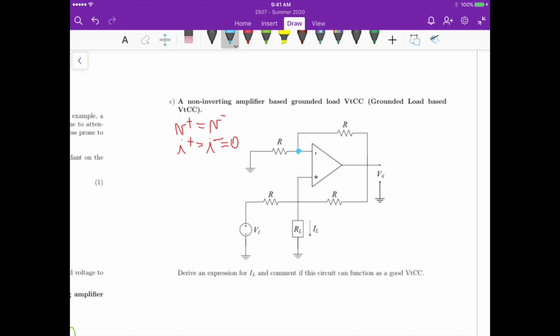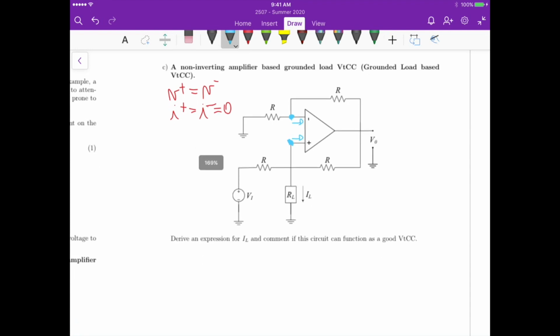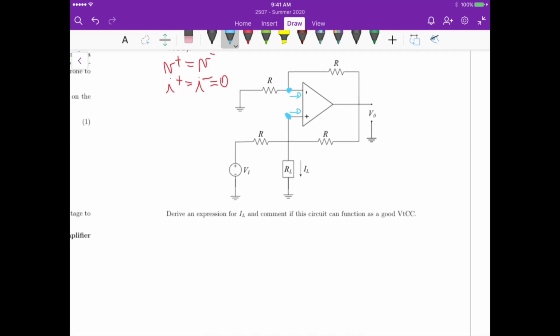Because if we know the voltage here, we know the voltage there. And remember, there's no current in here, no current in there. So if we apply KCL at this node here at V minus, we get an equation: V minus minus 0 divided by R plus V minus minus V out divided by R, and that should be equal to 0.